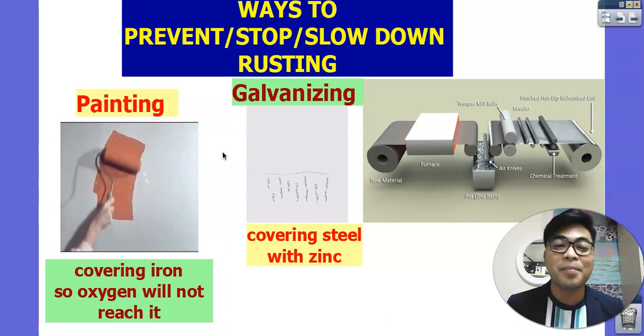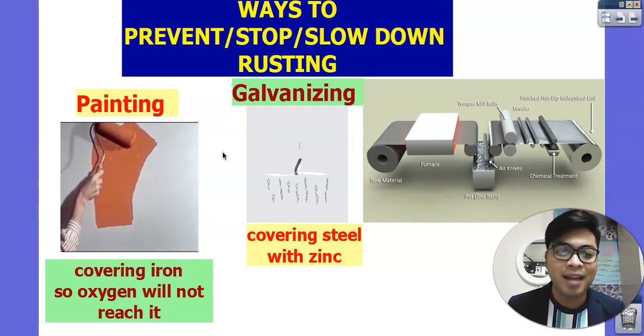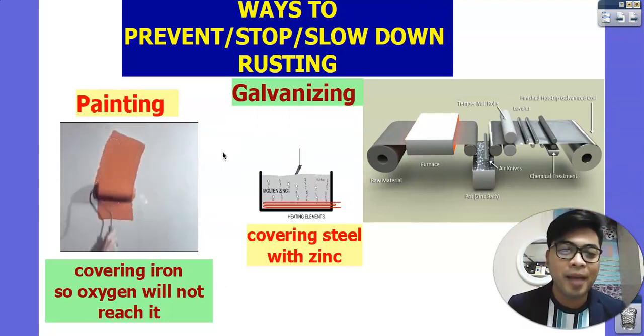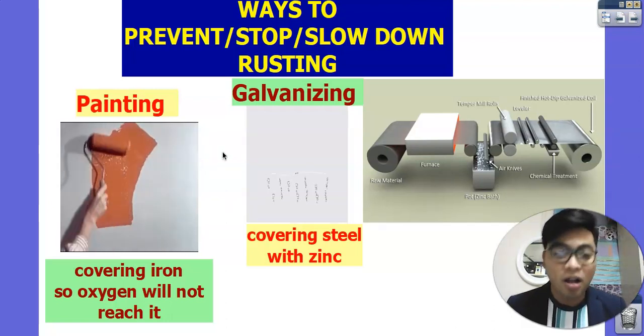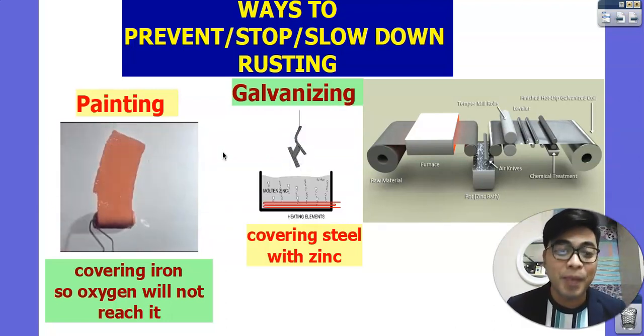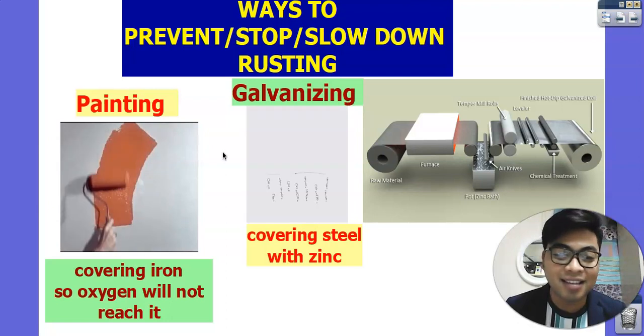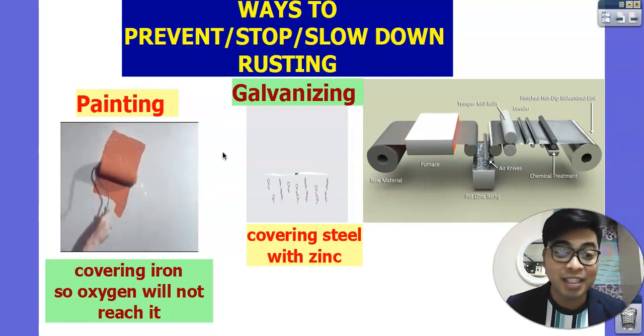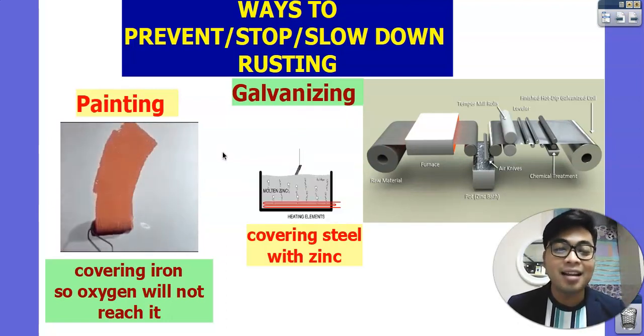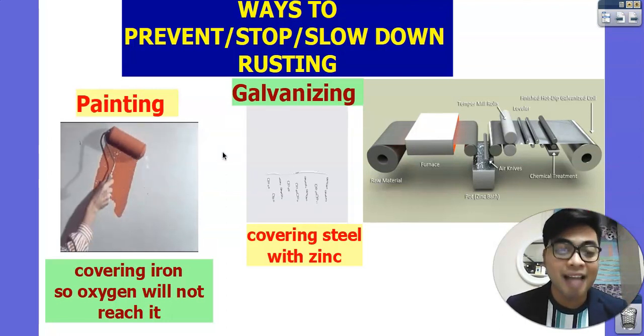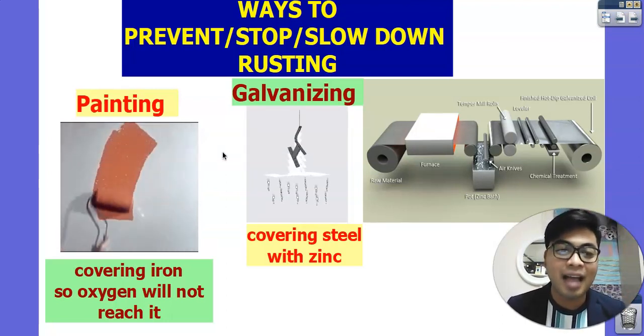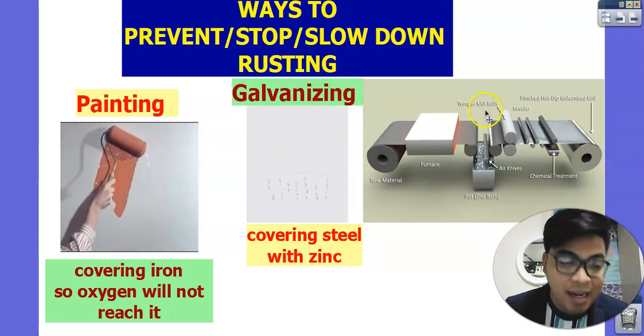But of course, when the paint is destroyed or the paint is gone already, oxygen can penetrate, and that's why you need to repaint your fences, your metal fences, or other surfaces which contain metal. And another one is galvanizing. Otherwise, the process is called galvanization, and you have it here.